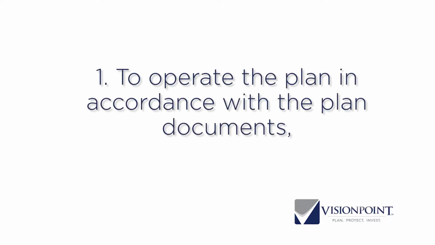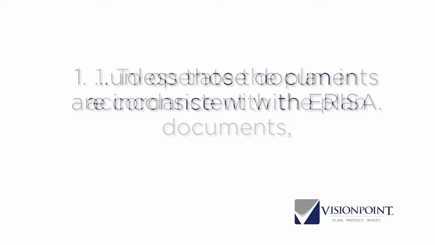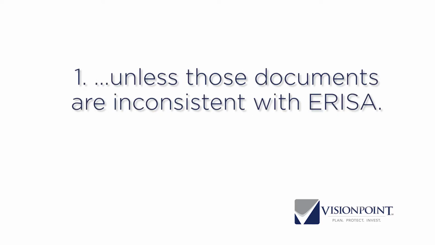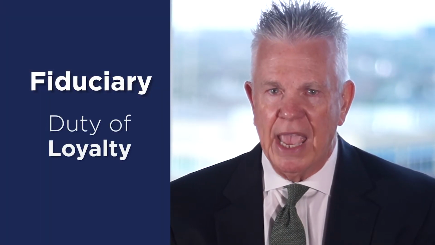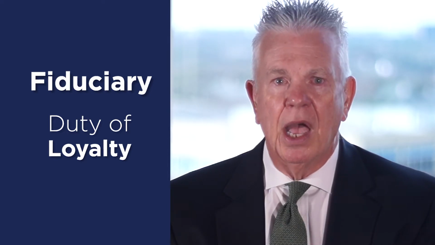The first is to operate the plan in accordance with the plan documents, unless those documents are inconsistent with ERISA. Second is acting solely in the interest of plan participants and their beneficiaries with the exclusive purpose of providing benefits to them. This is called the duty of loyalty. And any form of self-dealing is a clear breach of this duty of loyalty. A common example would be using a bank for record-keeping or investment advice solely to get better terms on a loan the plan sponsor is making.